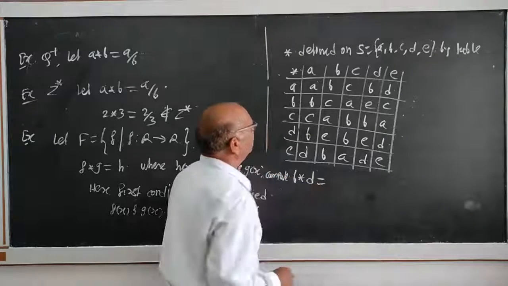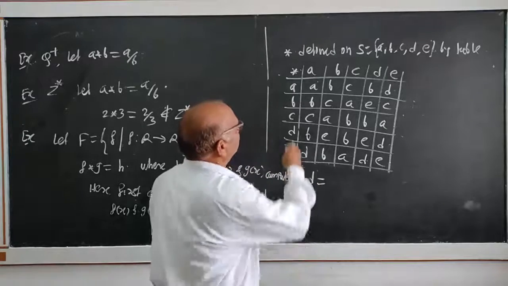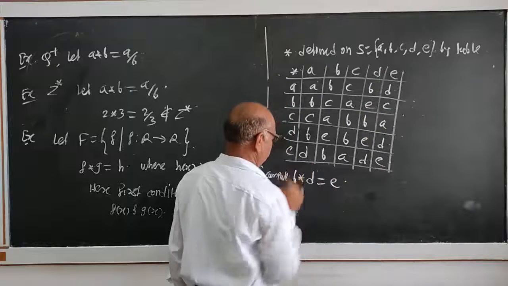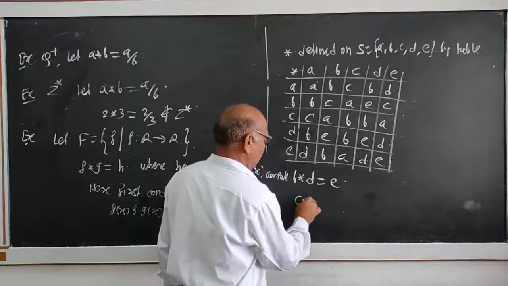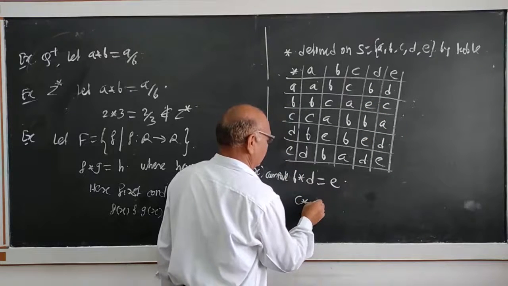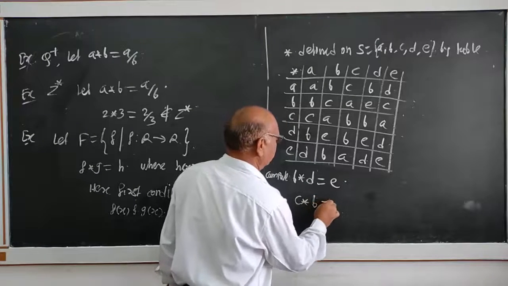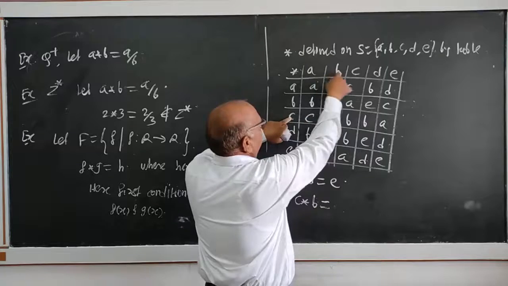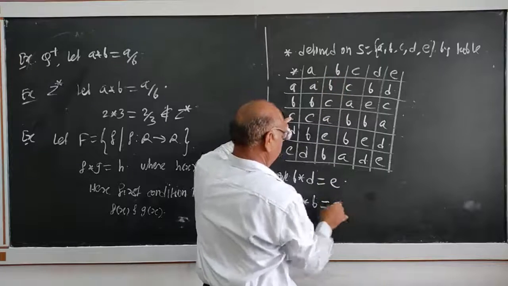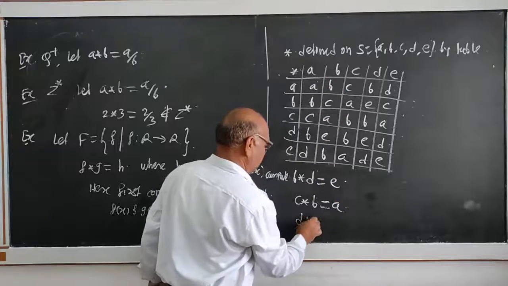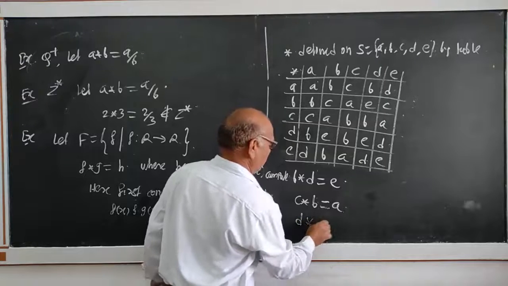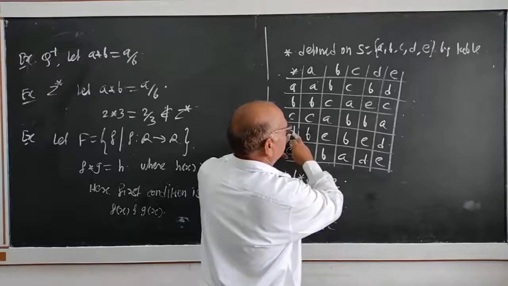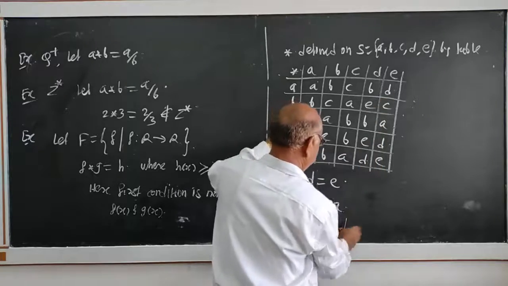B star D is equal to, here, B star D, C star B, A, D star E, here D star E, D.